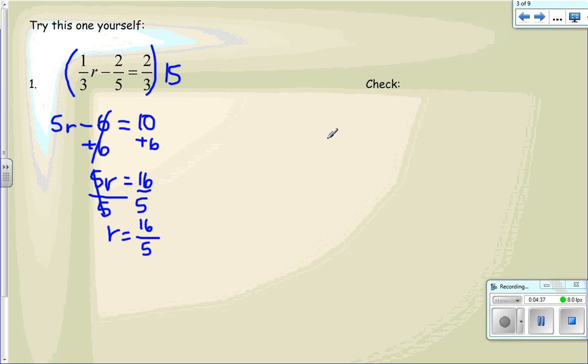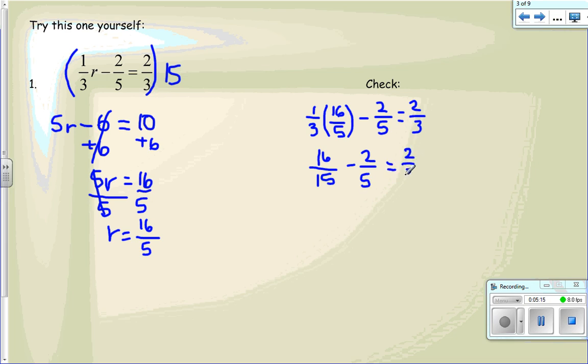Okay, so let's go over and check the problem by plugging what our value for r back into the original equation. So I have 1/3 times, and instead of r, I'm going to put 16/5 minus 2/5 should equal 2/3. So here there's nothing I can cross reduce, so I just multiply straight across. So I end up with 16/15 minus 2/5 should equal 2/3. So I need a least common denominator, which is 15.